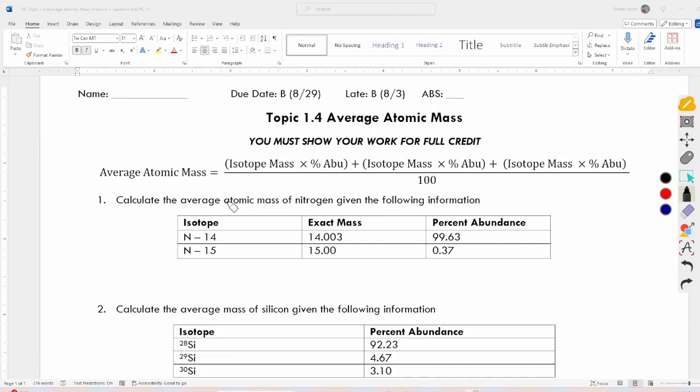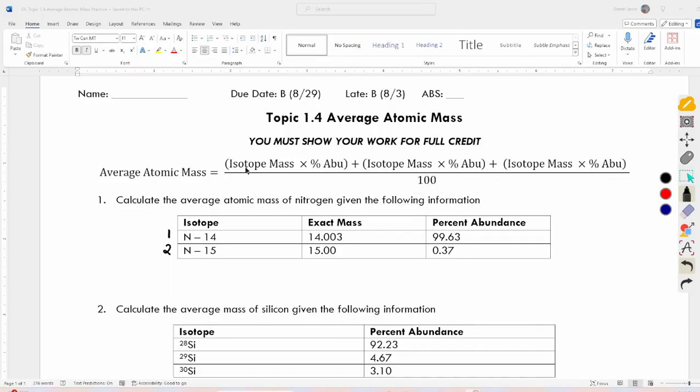It says calculate the average atomic mass of nitrogen given the following information. So here we have two isotopes, isotope number 1, isotope number 2 of nitrogen. Now, if they don't give us an exact mass, we would use this number here as the mass, right? That's why we name it by its mass. But they do give us an exact mass. If they do, we're going to use this one.